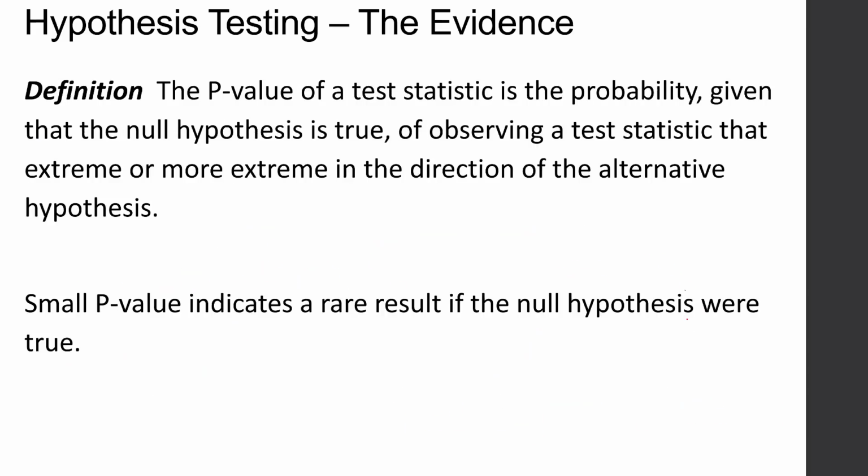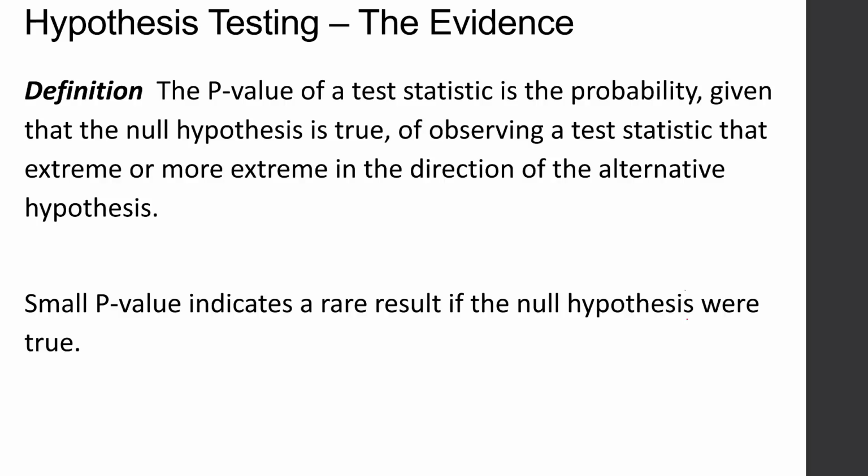So now we have a formal definition. And I'm not a big fan of making students memorize definitions, but there are a very few that I'll have you memorize. And this will be the first question on your test. The definition of a p-value. The p-value of a test statistic is the probability, given that the null hypothesis is true, of observing a test statistic that extreme or more in the direction of the alternative hypothesis.